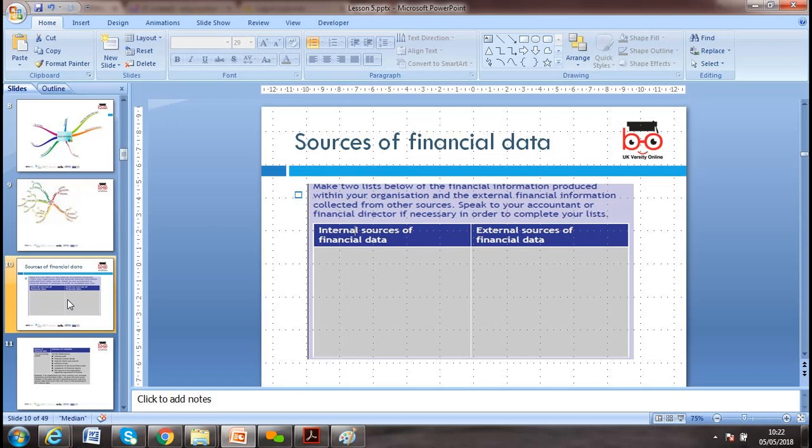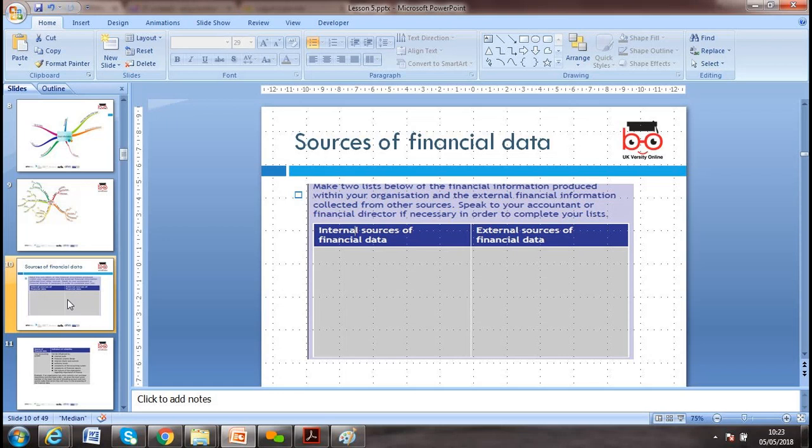Internal sources. So it could be a company's own financial accounts that have been prepared by its accountants. Okay, good. So we can look around, yes. List the financial information procured within our organization and external financial information collected from other sources. Speak to your accountant and other financial directors if necessary in order to complete your list.